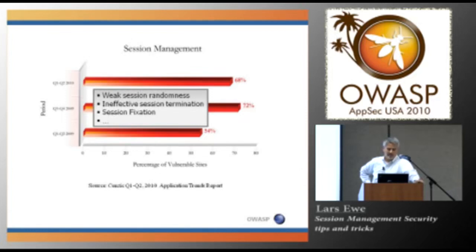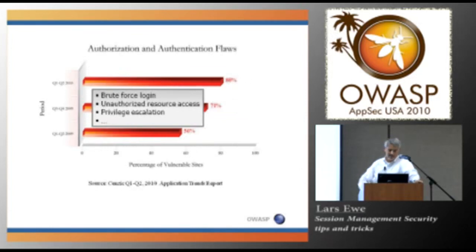Weak session randomness, ineffective session termination. We'll learn a little bit more about that, session fixation, stuff like that. Authentication flaws, you can see that keeps growing and growing, interestingly enough. I will caveat this with one statement, which is also keep in mind that our technology, our way of assessing as an industry is getting better too, right? So I wouldn't necessarily right away read into this that applications are getting worse, because it might well be that we're just getting better in finding vulnerabilities, but the numbers are still nevertheless pretty alarming, to say the least.